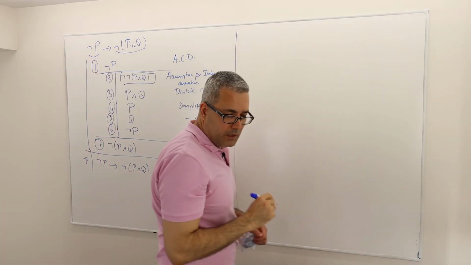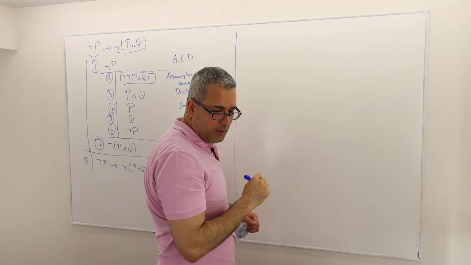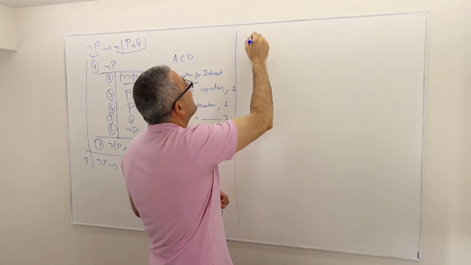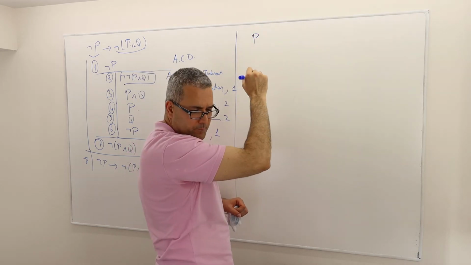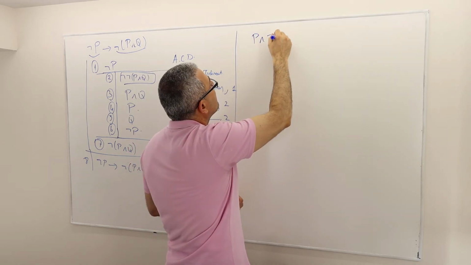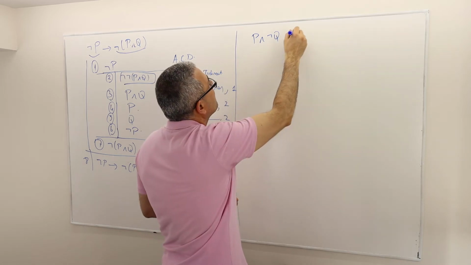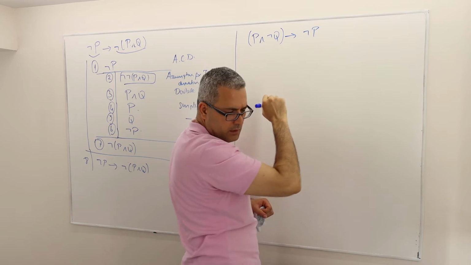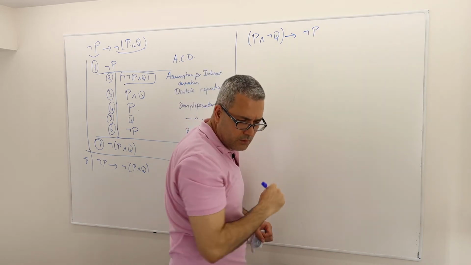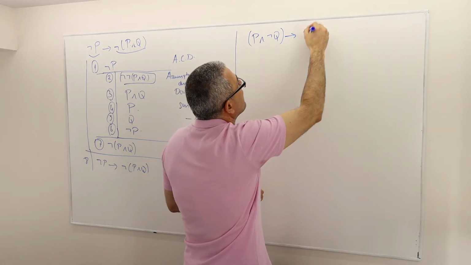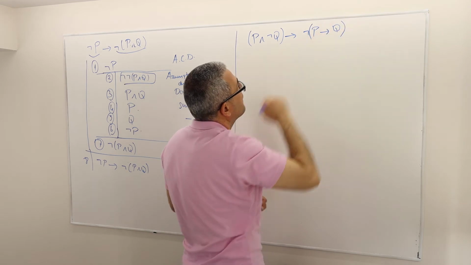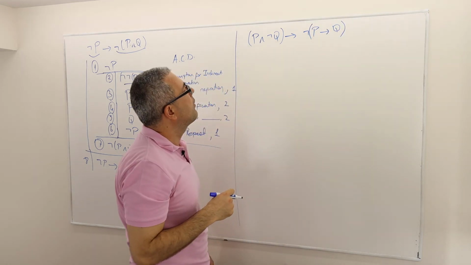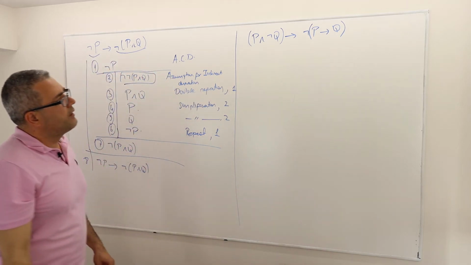All right. Let's prove the following. P and not Q implies not P implies Q. Well, there you go, P implies Q, so be careful, right? Yeah, okay. So let's prove this.